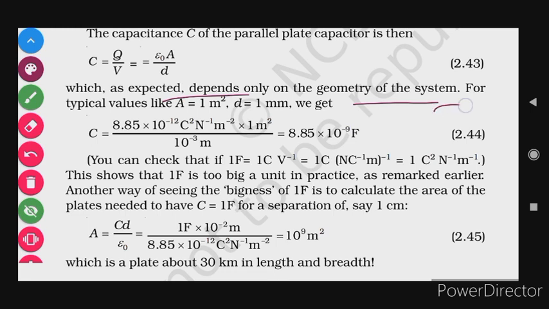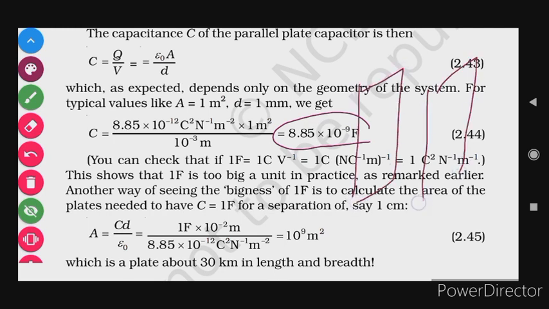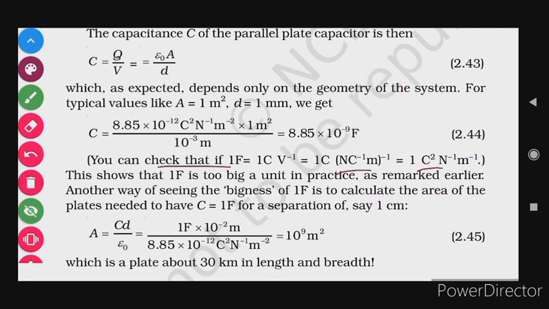For typical values like A equal to 1 meter squared and d equal to 1 millimeter, when I put these in the expression, I get the value of C as 8.85 times 10 to the minus 9 farad. So this is the capacitance of two plates of area 1 meter squared placed at a separation of 1 millimeter. This shows that 1 F is too big a unit in practice, as remarked earlier.